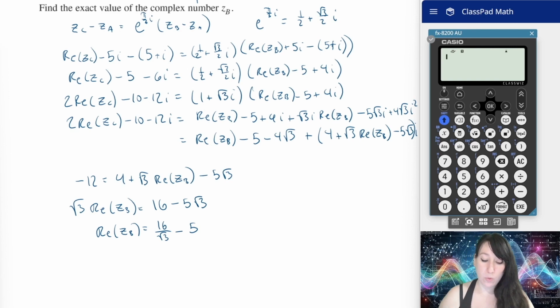So we have the real component of ZB. We already know its imaginary component since it's on the square at a real component of 5. So ZB is 16 over root 3 minus 5 plus 5i.